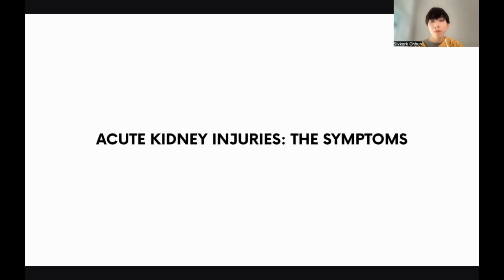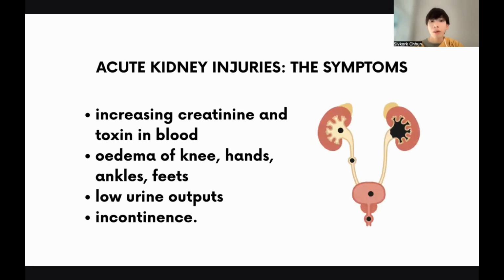And the symptoms here: you can observe a sharp increase of creatinine and toxins in the blood after doing the blood test. Then edema will appear in the knees, hands, ankles, and feet. So you will observe swelling of the knees, hands, ankles, and feet. Edema is when fluid builds up, and there is low urine output and incontinence. So the patient may have low urine output.